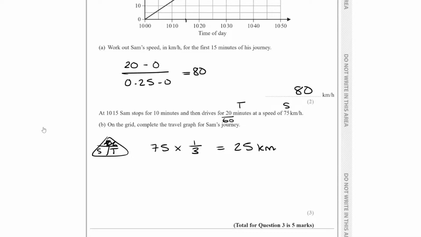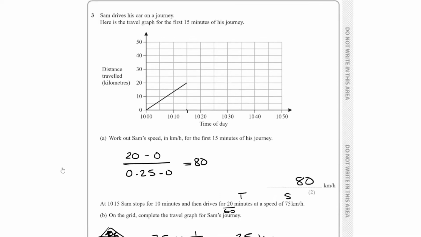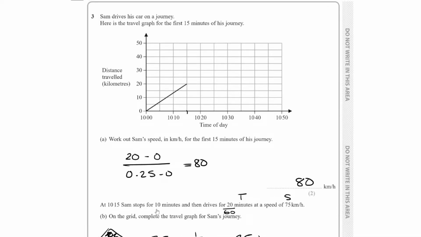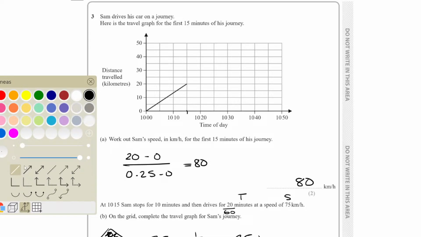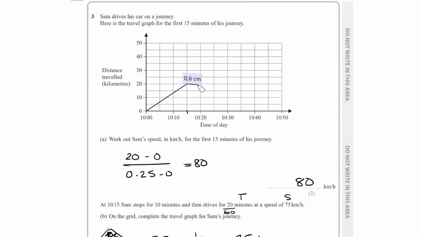So now let's look at our graph again. If I scroll back up. The first thing is that after 10:15, he stops for 10 minutes. So he's not going anywhere, but the time is still running. So I'm just going to draw a line from here. Just be careful because this is 10:15, so we want to go to 10:25. We're not traveling anywhere, so it's going to be a flat line. The distance hasn't changed, so it's stationary.